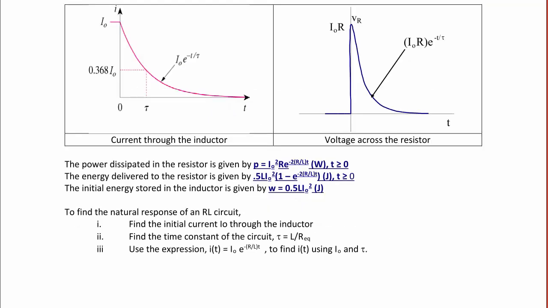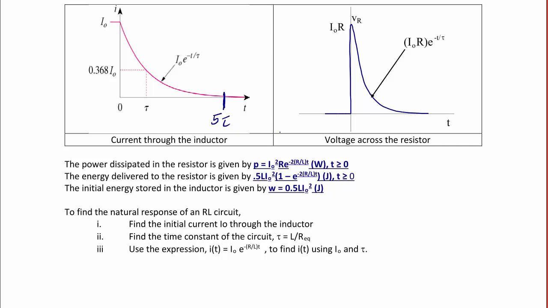The left curve shows the natural response for the current through an inductor. And you see that it starts at I0, and within one time constant, it has dropped to 0.368 of I0. And in this class, we use as our standard 5 time constants to say the inductor is essentially discharged. So the other value that we typically would show on a graph is 5 tau.